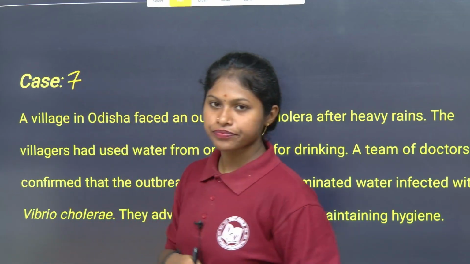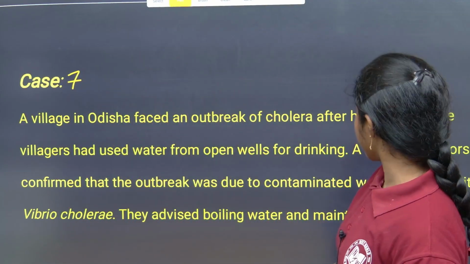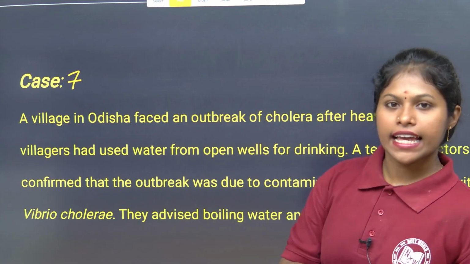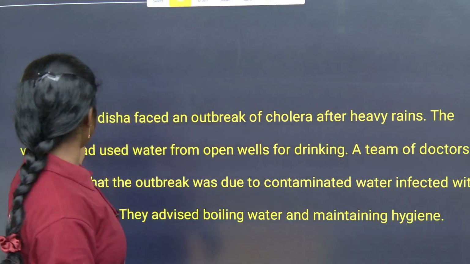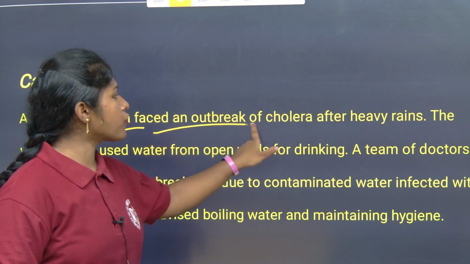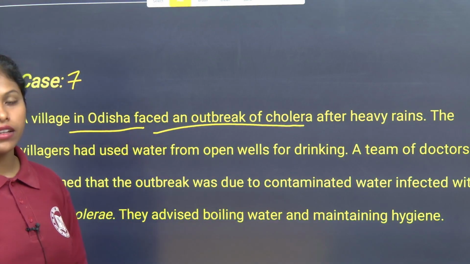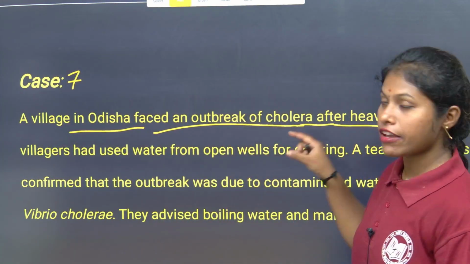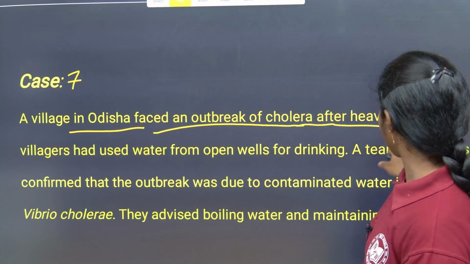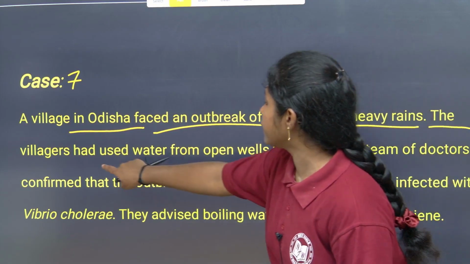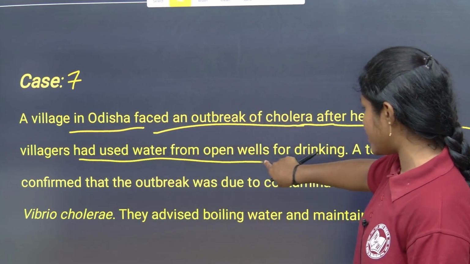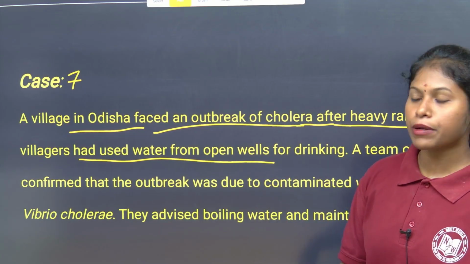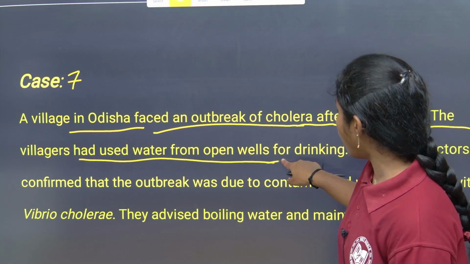Let's see the scenario, children. A village in Odisha faced an outbreak of cholera after heavy rains. After the heavy rains, they faced the cholera disease. The villagers had used water from open wells for drinking purposes.